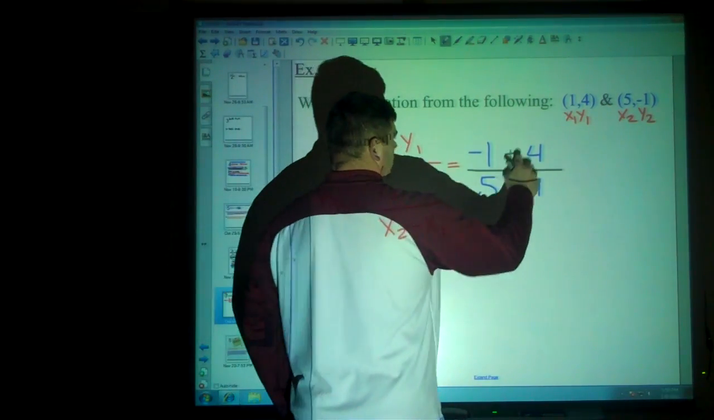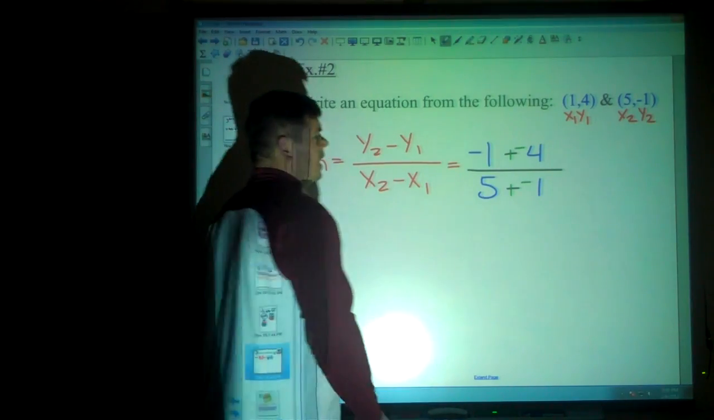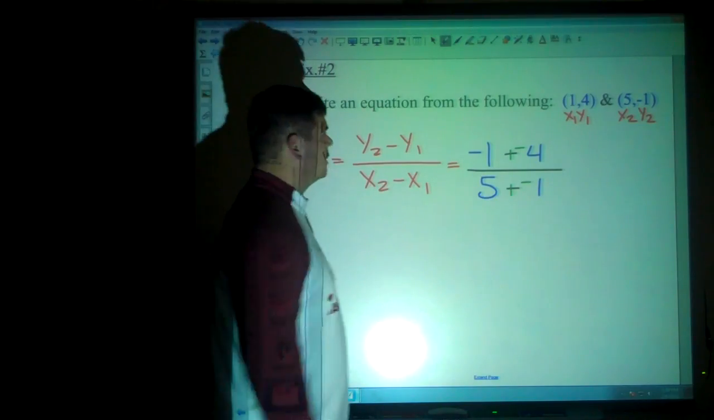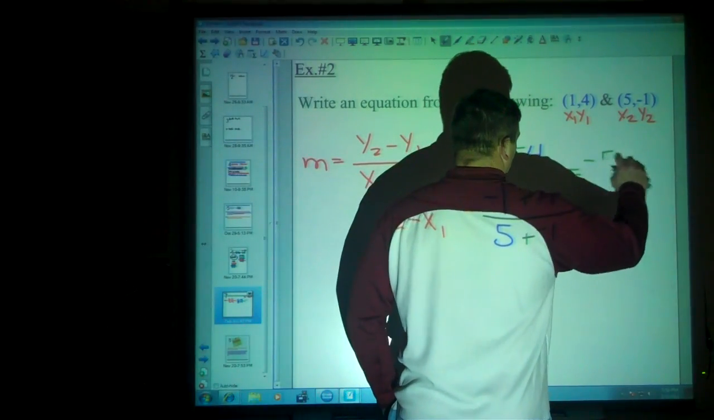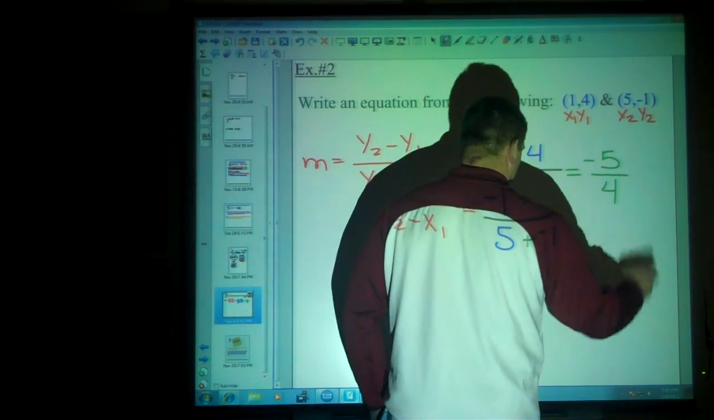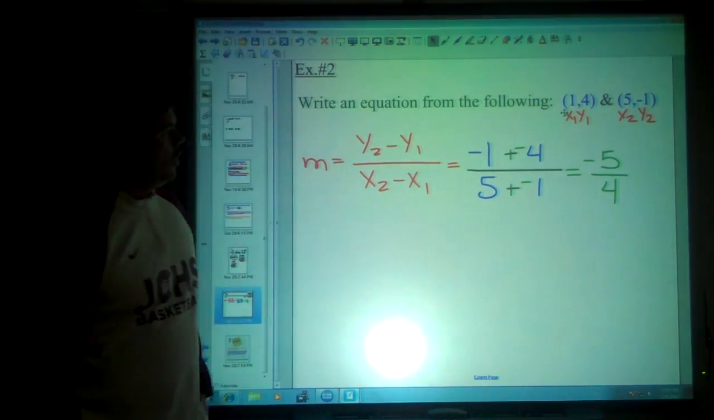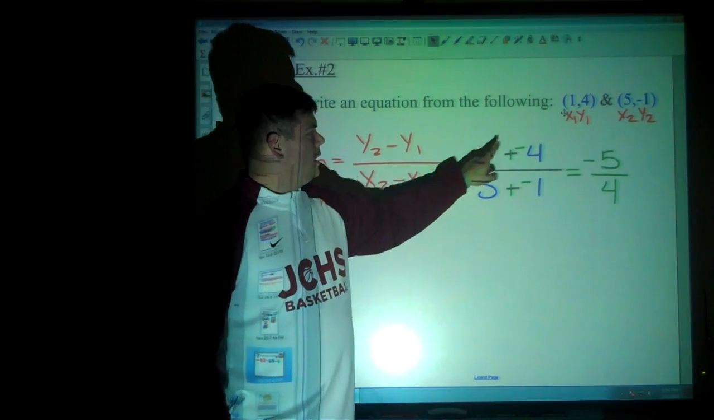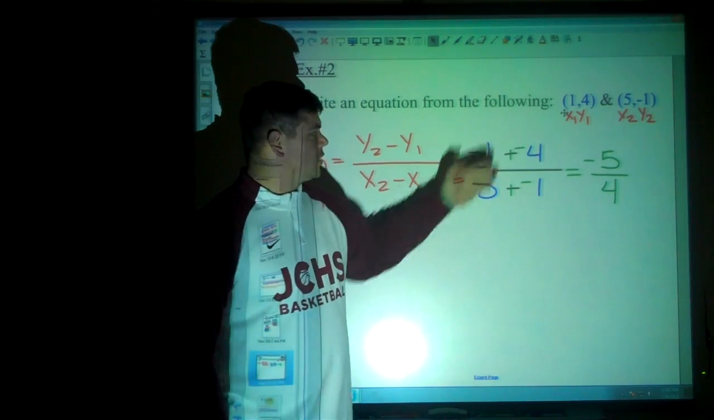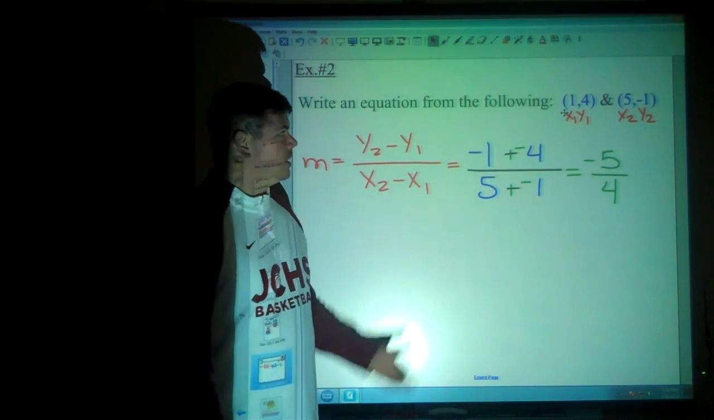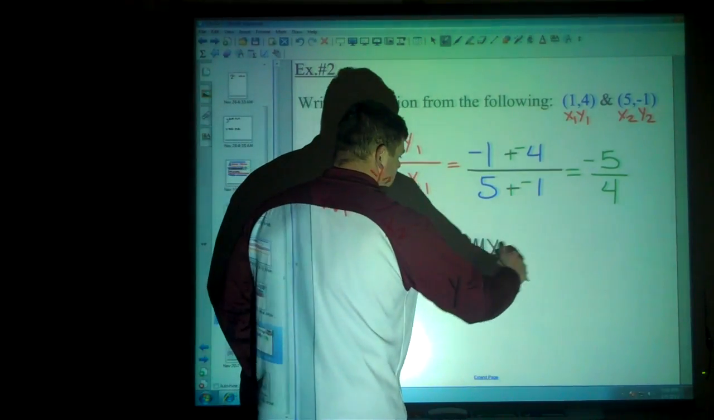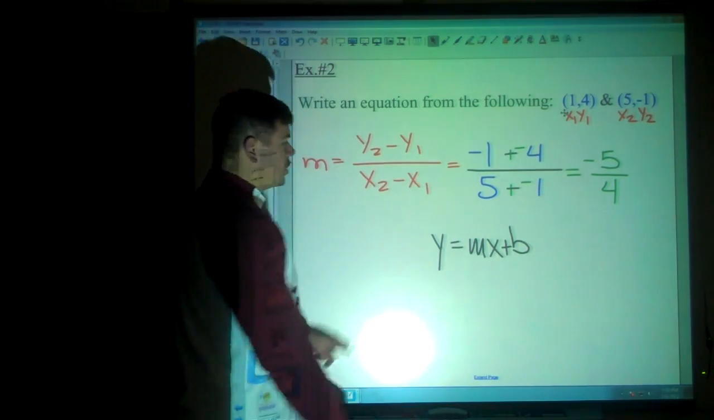I watch my signs. I go -1 plus -4. That's going to give me a grand total of -5. And down here, 5 plus -1 is 4. So I've got a slope, just to make sure, y sub 2, y sub 1, x sub 2, x sub 1. We watched our signs. We've got -5/4. Now I have to choose one of the coordinates to use in y equals mx plus b so that I can solve for b.